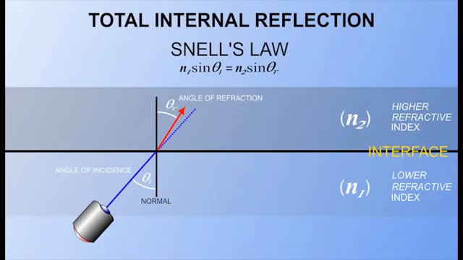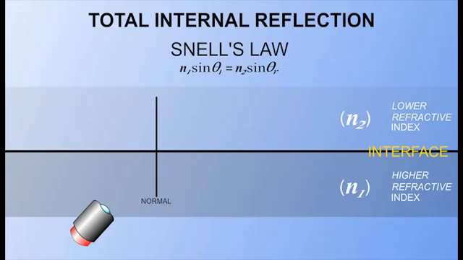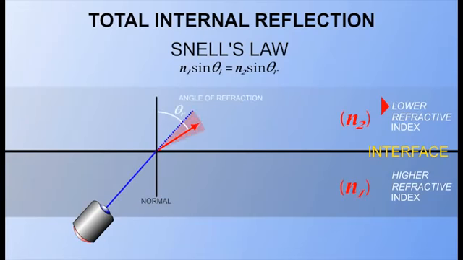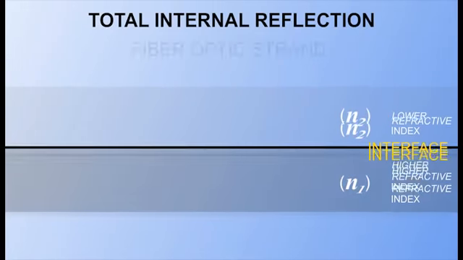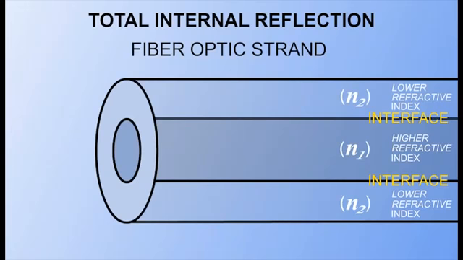Snell's law states that if the refractive index of the second medium is greater than that of the first, the angle of refraction is smaller than the angle of incidence. Conversely, if the refractive index of the second medium is smaller than that of the first, the angle of refraction is greater than the angle of incidence. This is the principle that enables light to travel through a fiber optic strand.